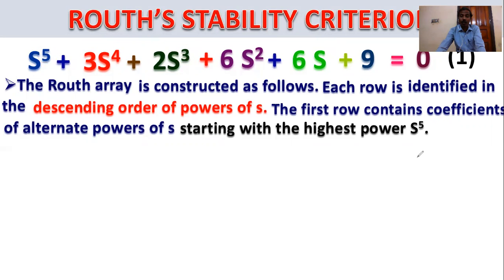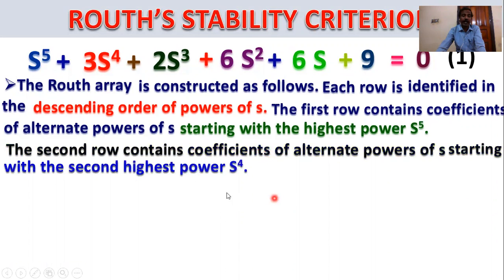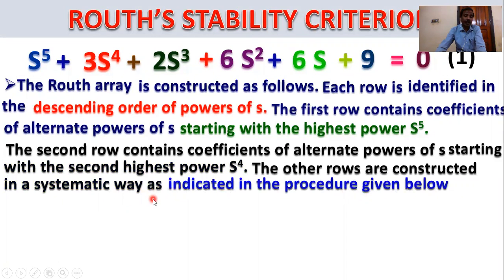Similarly, the second row contains coefficients of alternate powers of S, starting with the second highest power, S to the power 4. So the S to the power 4 coefficient is 3, the next S square coefficient is 6, and the S to the power 0 coefficient is 9. This is the second row. Then the other rows are constructed in a systematic way as indicated in the procedure given below.